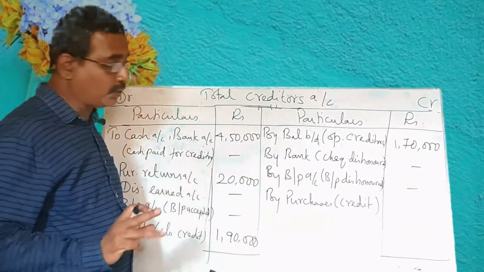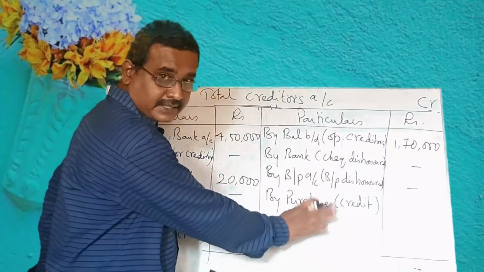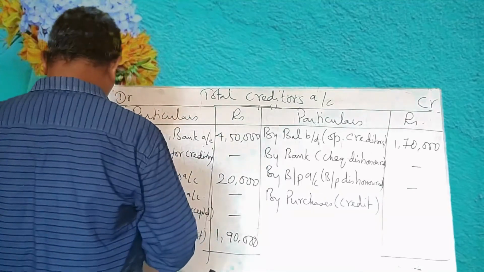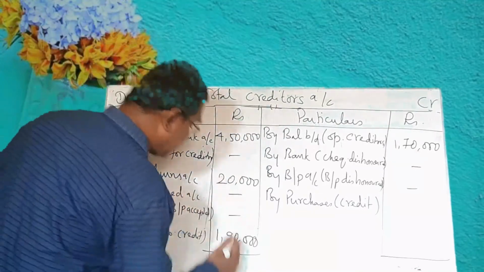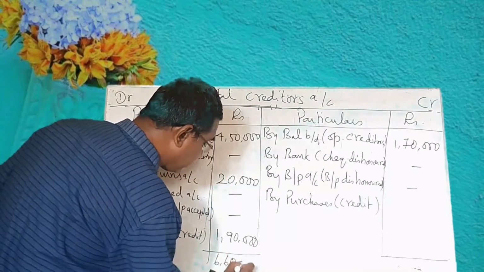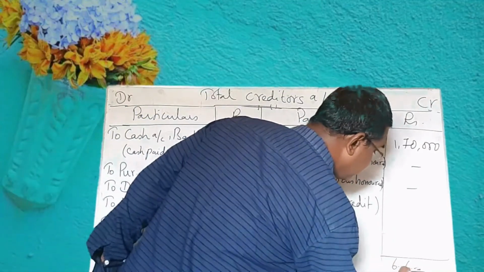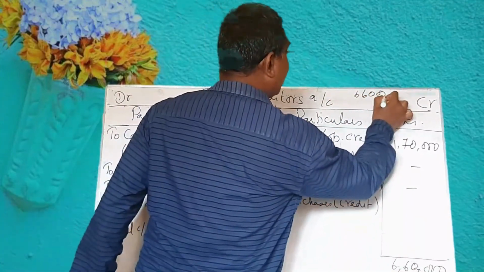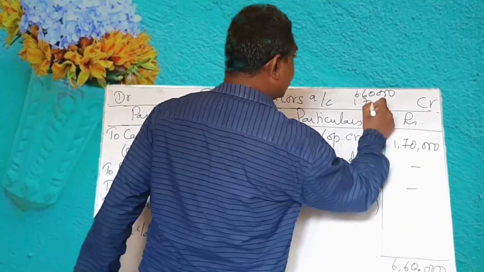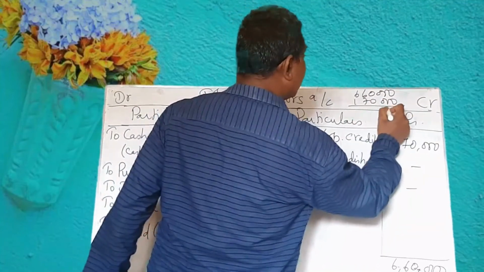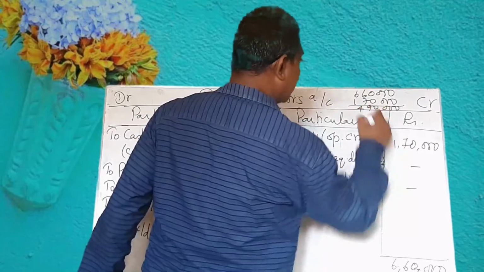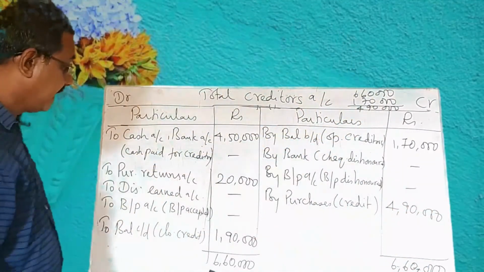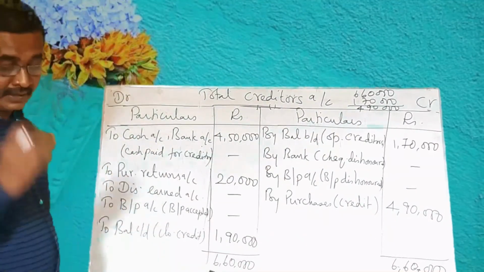Now, I have already told you, when credit purchases is asked, this side will be exceeding. So first find out this total, and that total comes to 6,60,000. From 6,60,000, when you subtract this 1,70,000, you will get 4,90,000, and this is credit purchases. You have to show it separately.